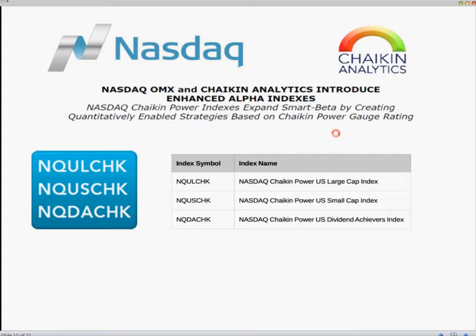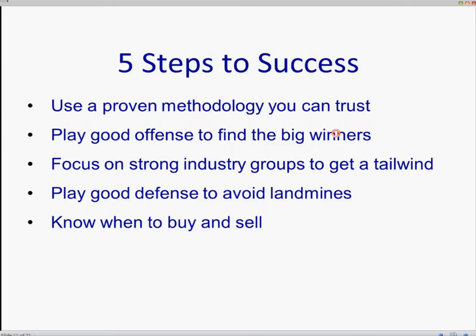The large cap index outperformed its benchmark by 500 basis points. That means the NASDAQ large cap index equivalent to the S&P 500 was up 10%, and our Chaikin NASDAQ Power Index was up 15%. Same with the small caps, 480 basis point improvement, dividend achievers 220. Why is this important? Because it validates the fact that you can use the Chaikin Power Gauge rating in 2 ways: as a lens to filter ideas and as a GPS to find winning and losing stocks.